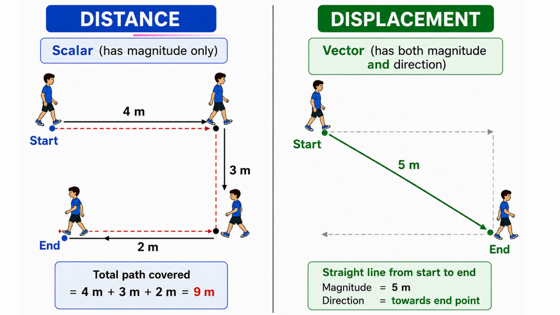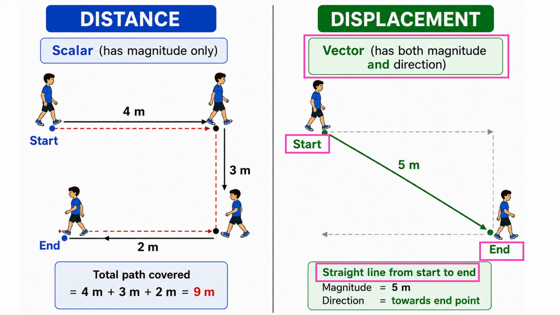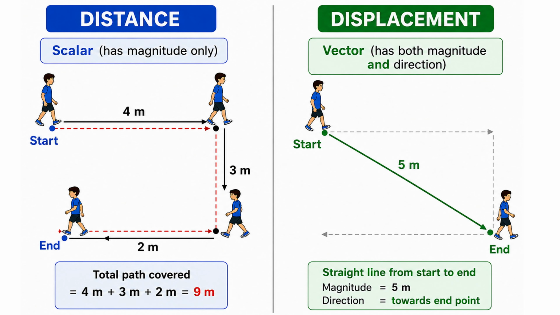Distance is a scalar quantity, so it has magnitude only. It measures the total path covered. Here, the total distance is 9 meters. Displacement is a vector quantity, so it has both magnitude and direction. It measures the shortest straight line distance from the start to the end. Here, the displacement is 5 meters toward the end point. Distance depends on the path, while displacement depends only on the starting and ending points.